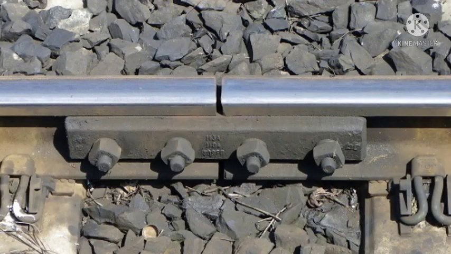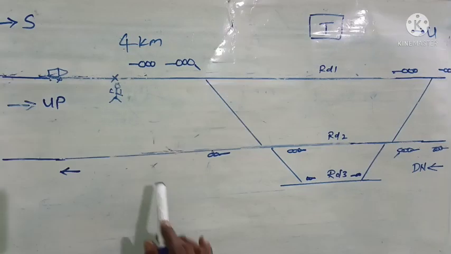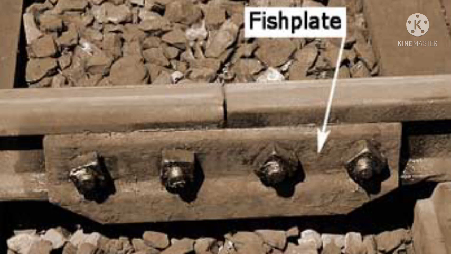This is a rail joint. Normally, as I told you earlier, a rail will be 13 meters in length. Two rails of 13 meter length are joined like this. Here we are using two fish plates. This flattened iron piece is called a fish plate. Two fish plates are kept on either side of the rail, and it is fixed using nut and bolt. So this is how a joint is made.